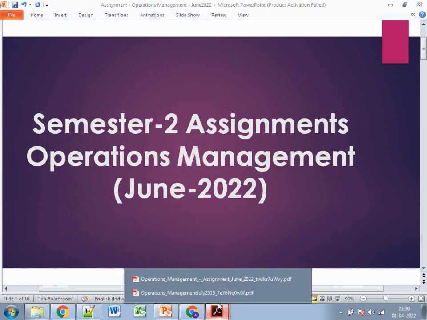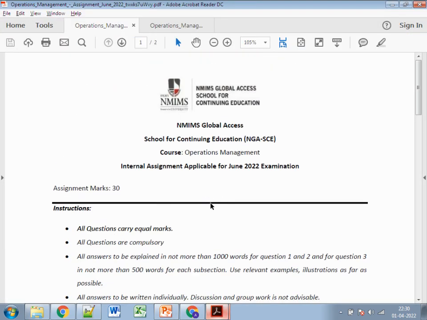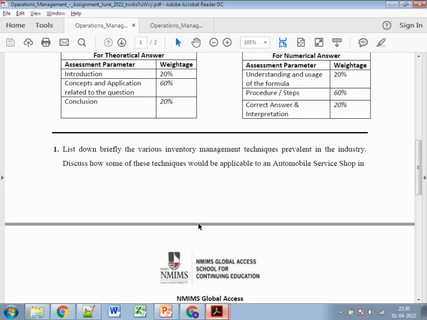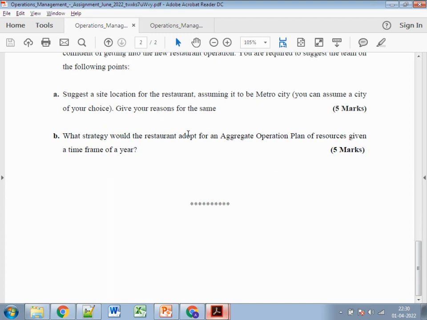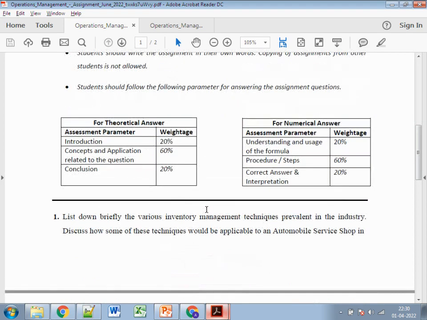So let's quickly see the operations management assignment, which is available on your portal. There are three questions as discussed: first, second, and third. Third has two parts, third A and third B. Each carries five marks, and the maximum word count for third A is 500 words, and the same for third B. So let's start with each question and see which chapter and page numbers to refer to, and what content needs to be written in each question.